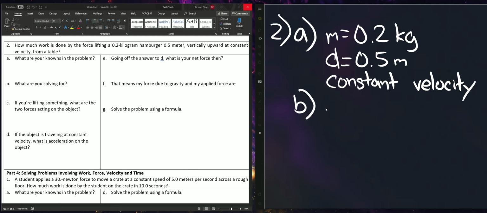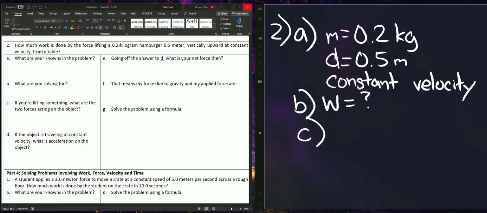And so what am I solving for here? Well, I want to solve for my work done. Before we move on, we know that work is force times distance. But where's our force? We don't have a force here. So let's figure out how we calculate force. How do we figure out what our force is?